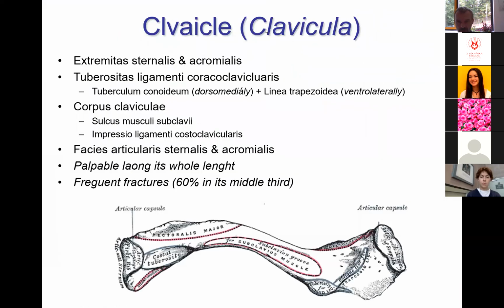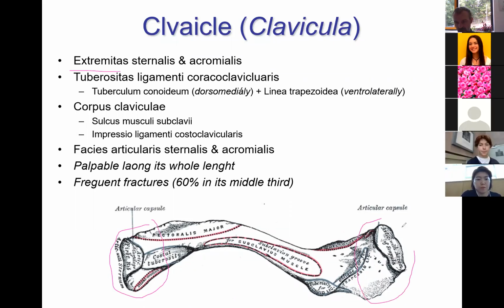Okay, clavicle. Here a new term is an extremity. What is extremity? That's the end. So we have the sternal and acromial extremity, which are just the ends. I would stress another important information, that it's palpable along its whole length. So you can easily palpate here from the shoulder to the sternum. And it usually fractures in the midline. As you can see, it's a bit curved bone. And all the details will be studied during the practicals.